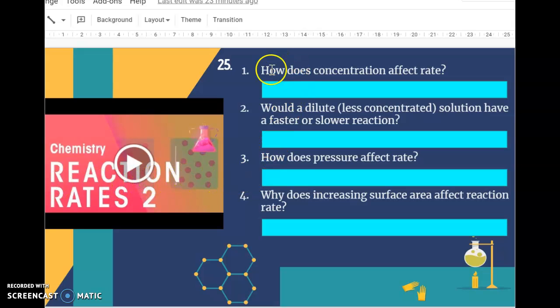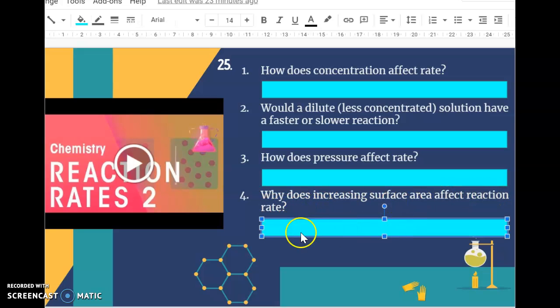On slide 18, you're going to watch this video and then answer, how does concentration affect rate? Complete sentence. Would a dilute or less concentrated solution have a faster or slower reaction? You would say faster or slower because why? How does pressure affect rate? So an explanation here. Why does increased surface area affect reaction rate? So you would put an explanation here. So there should be complete sentences in all 4 boxes, and you'll use the video to help you answer.